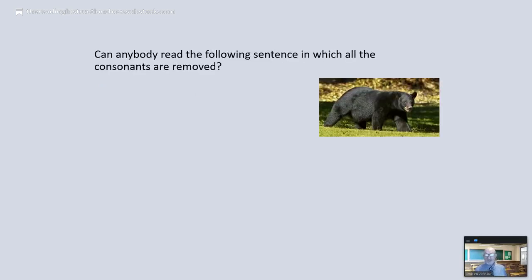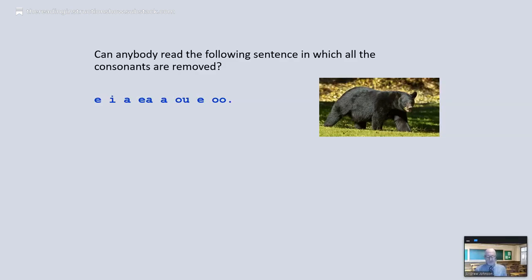You get the idea. We can read this with all the vowels except the initial ones removed. Still don't believe me? All righto, that's just fine. This is a passage about a black bear in the woods. All the consonants have been removed and just the vowels are here. Can anyone read that with just the vowels and no consonants? Those very, very important vowels.